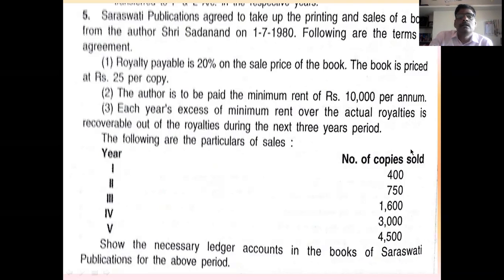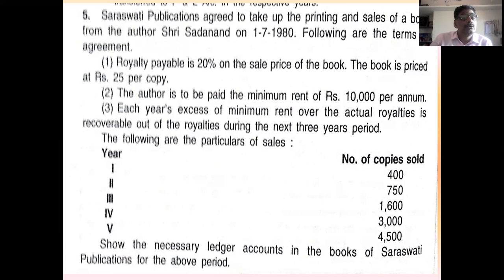The terms of the agreement were: the first is royalty is payable. The rate of royalty is 20% on the selling price of the book, and the price of the book is 25 rupees. You calculate 20% on this 25. 20% on 25 is nothing but rupees 5.